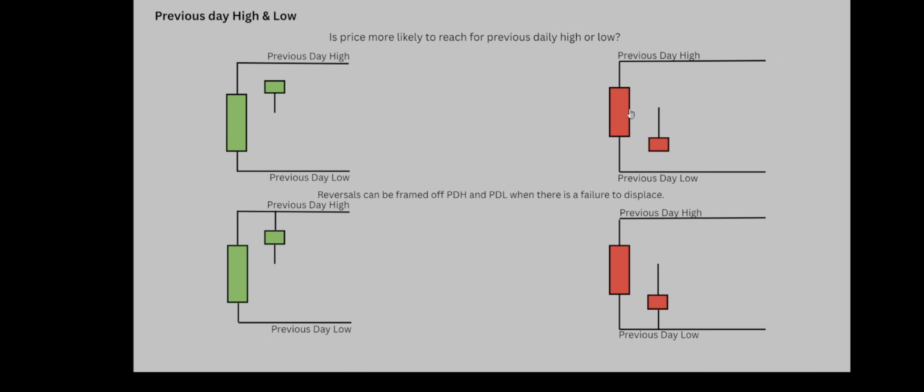On this example here, we are bearish. If you were to ask yourself right now, where's price going, to the previous day low or previous day high? I think we'd all say price is going to take out the previous day low.